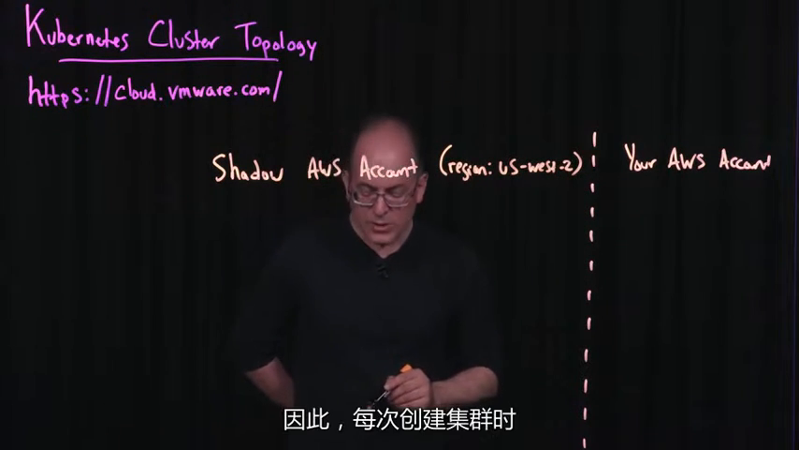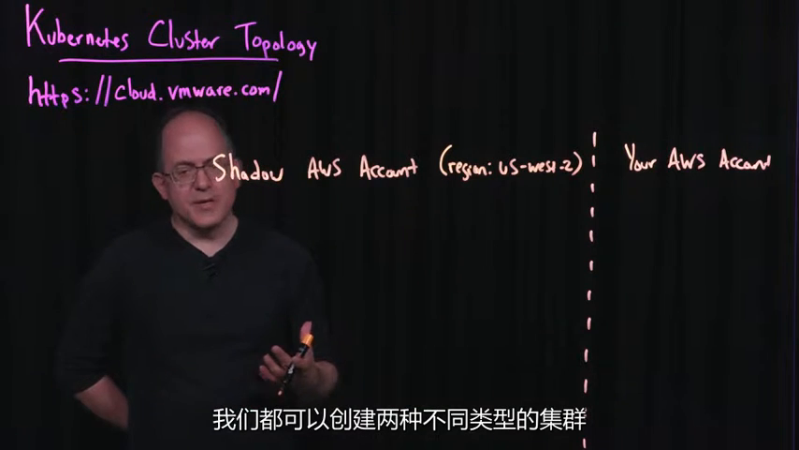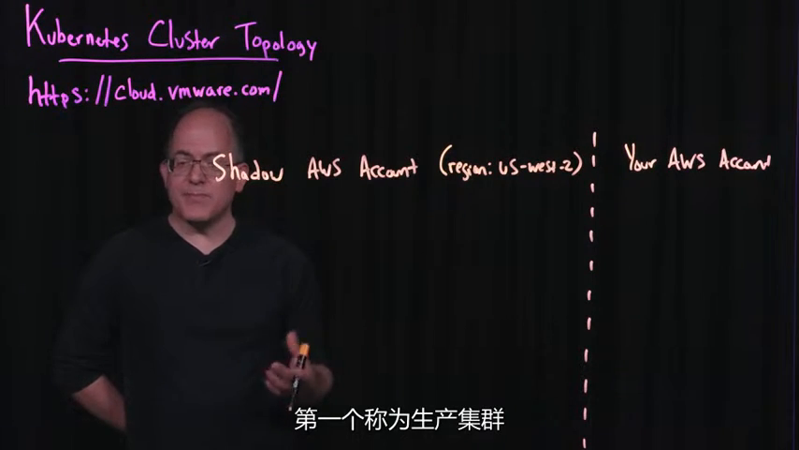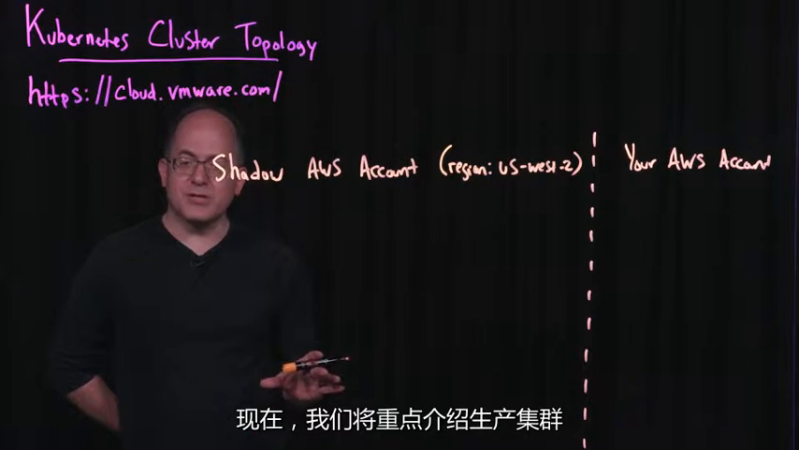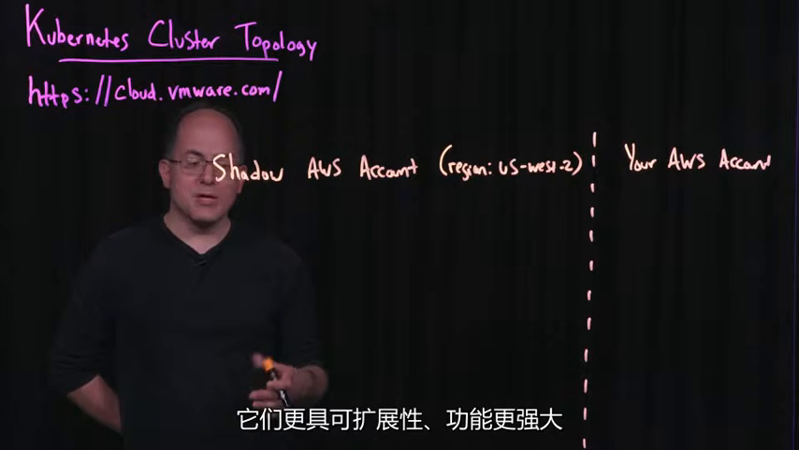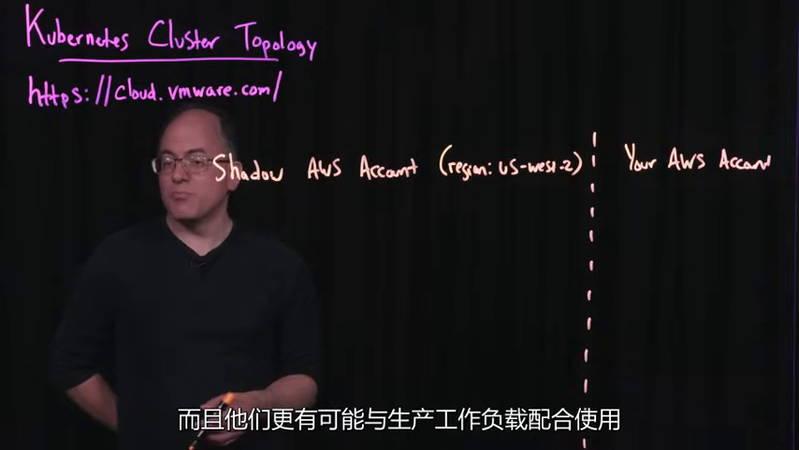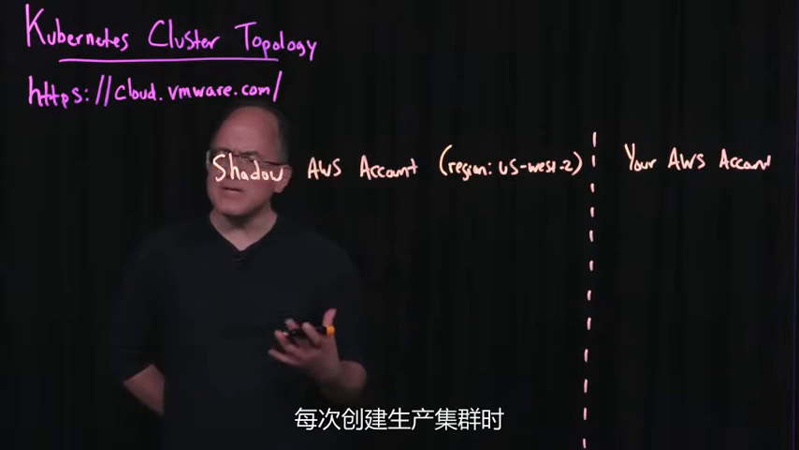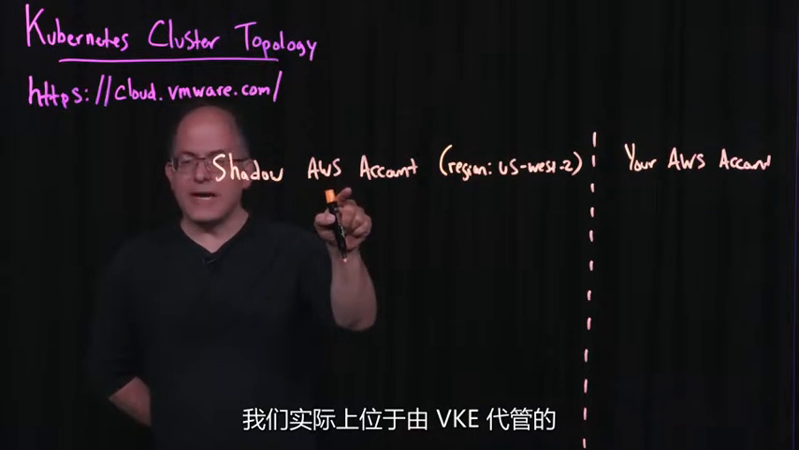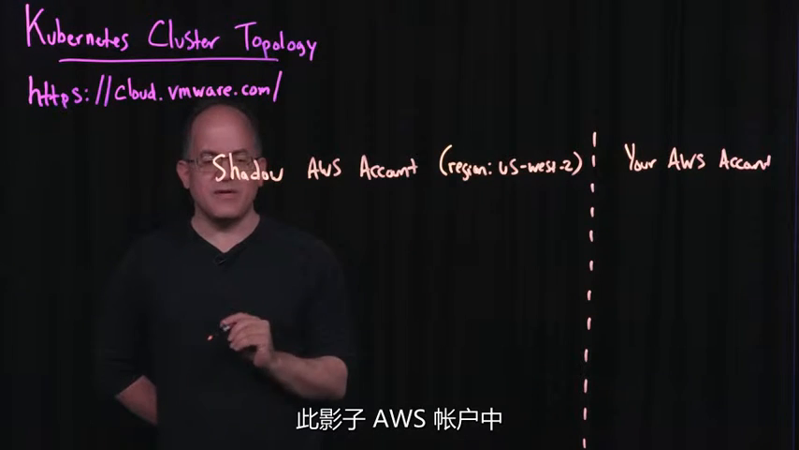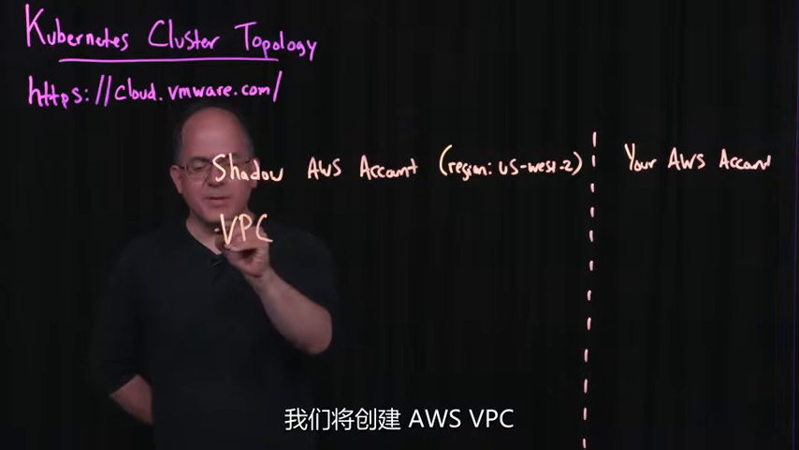Great. So every time we create a cluster, there's two different types of clusters we could create. The first one is called a production cluster, and the second one is called a development cluster. Today I'm going to focus on production clusters. They are more scalable, more robust, and more likely to be used for production workloads. So every time we create a production cluster, within this shadow AWS account that is managed by VKE, we are going to create an AWS VPC.